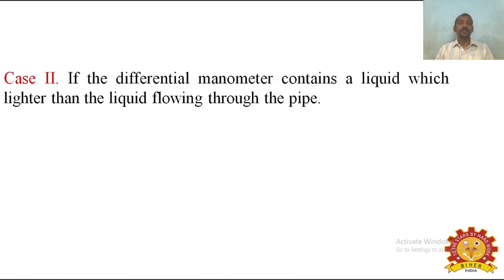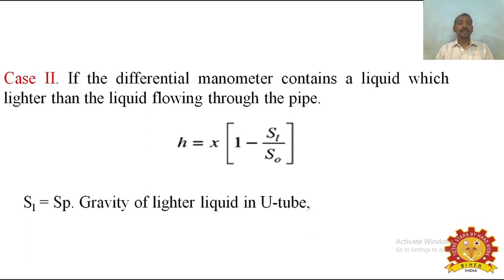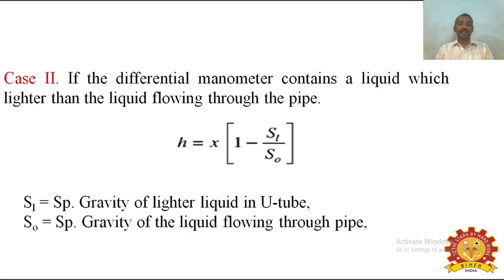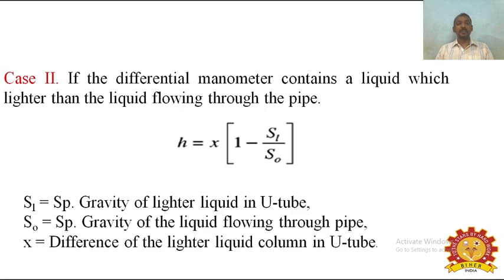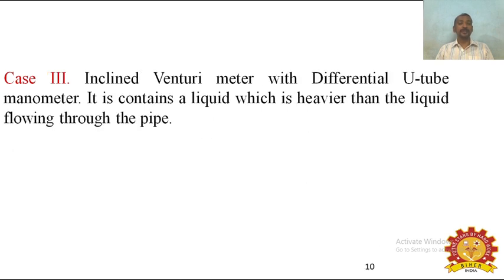So H is equal to X into (1 minus SL/SO). SL means specific gravity of the lighter liquid in the U-tube manometer. SO means specific gravity of the liquid flowing through the pipe. X is the difference of the lighter liquid column in the U-tube manometer. Then case 3, inclined manometer.